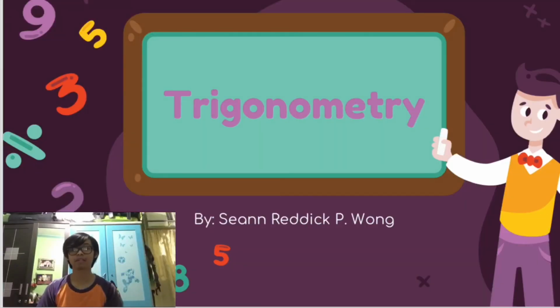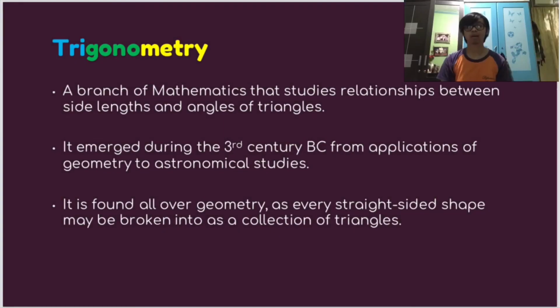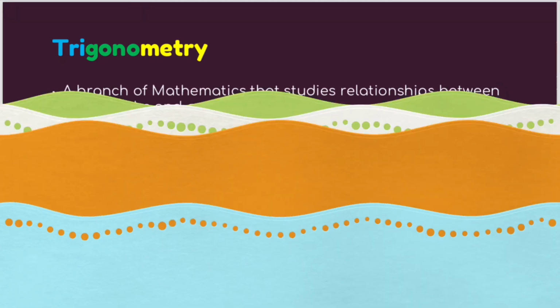Hi, my name is Sean Wong, and I'm going to be talking about the second part of the topic trigonometry. Trigonometry is a branch of mathematics that emerged during the 3rd century BC from applications of geometry to astronomical studies. It studies relationships between side lengths and angles of triangles, and it is found all over geometry, as every straight-sided shape may be broken into a collection of triangles.